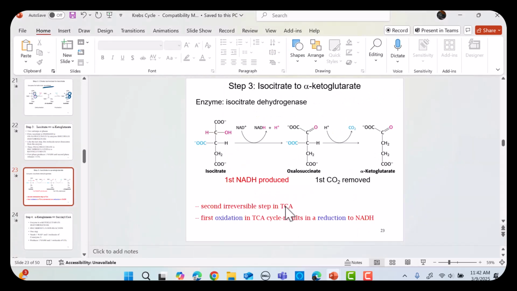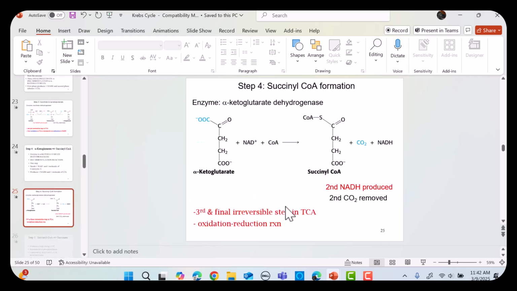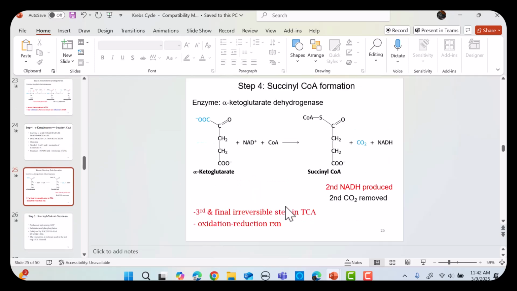Now, oh, and that was a regulatory enzyme. I'll put that on the next, when we go back to the diagram. Now, we're going to do kind of exactly the same thing again. We're going to oxidize alpha ketoglutarate. So you're going to say, oh, what did I reduce? I will tell you. You reduced NAD to NADH.